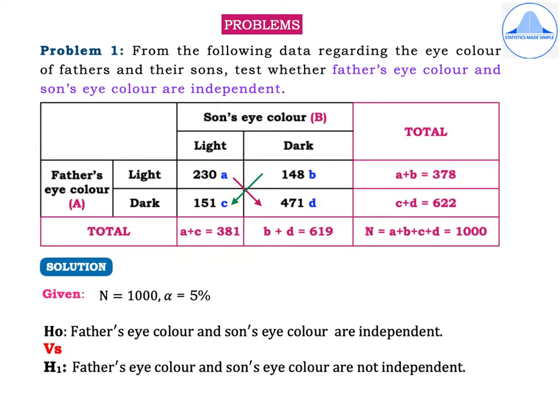Starting with the solution, first write given capital N is equal to 1000 and alpha is equal to 5%. We can write H naught from the question. In general, H naught is that the two attributes are independent. Here the two attributes are the father's eye color and son's eye color. So H naught will be father's eye color and son's eye color are independent, versus H1: father's eye color and son's eye color are not independent.